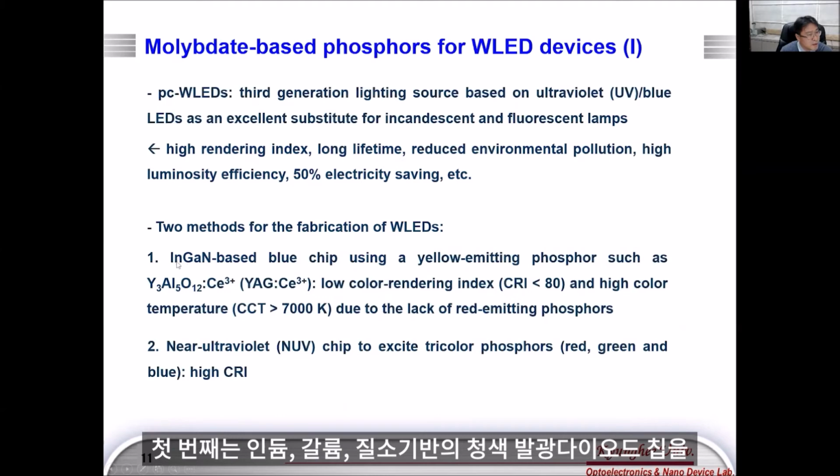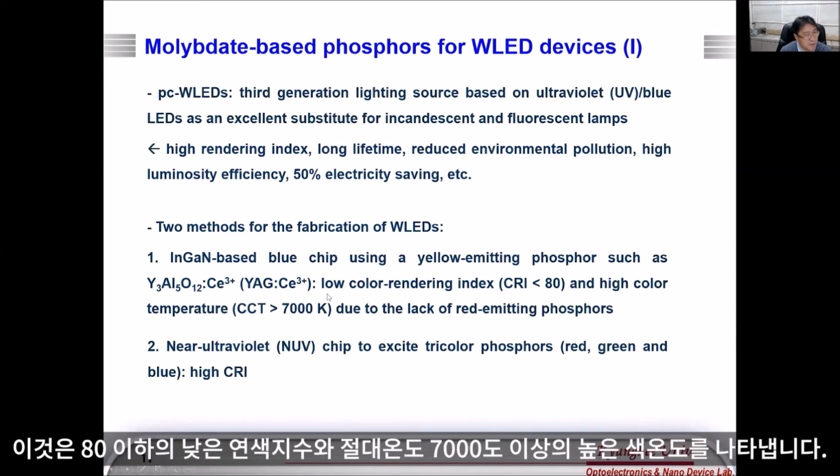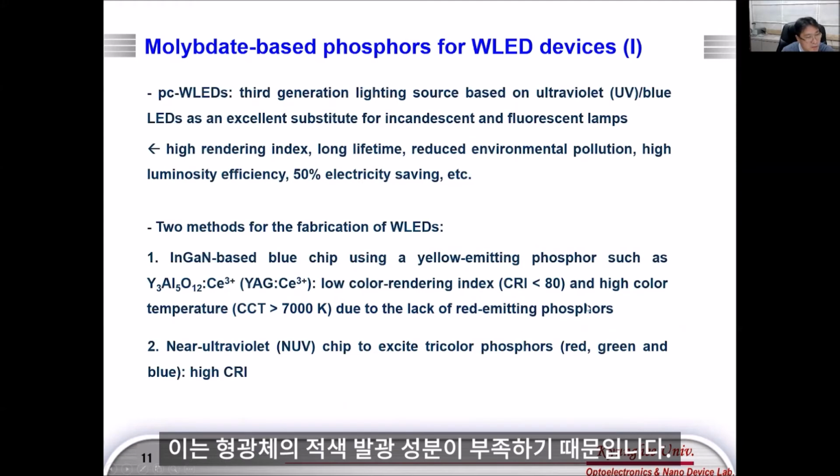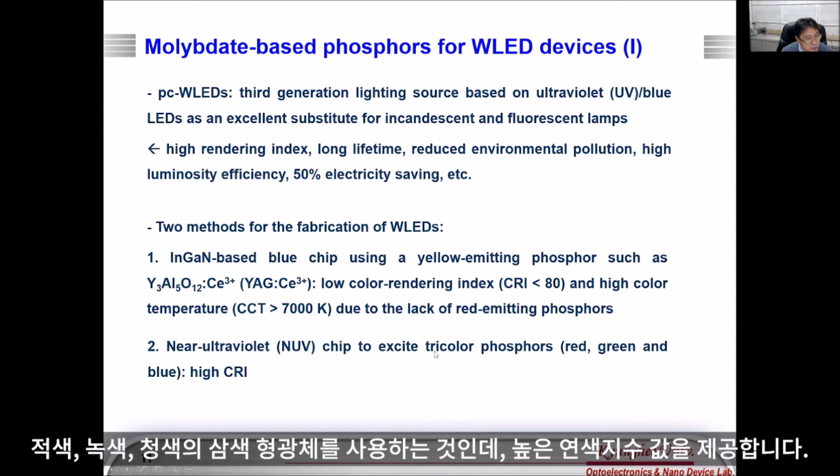The first one is the indium gallium nitride-based blue chip using the yellow-emitting phosphor, YAG:Ce. It provides a low color rendering index of less than 80 and high color temperature larger than 7,000 Kelvin due to the lack of red-emitting phosphor. The other one is the NUV, near ultraviolet chip, to excite three color phosphors, red, green, and blue, which provides a high CRI value.